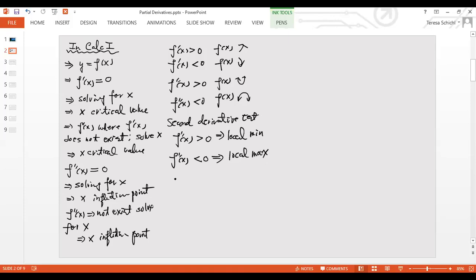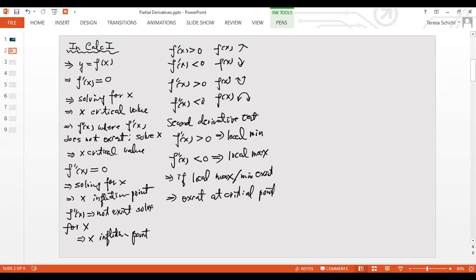So if a local max or local min exists, then it has to exist at a critical point. But a critical point doesn't mean it will give you a local max or local min, so that's not necessarily true. That's what we have for Calculus 1.